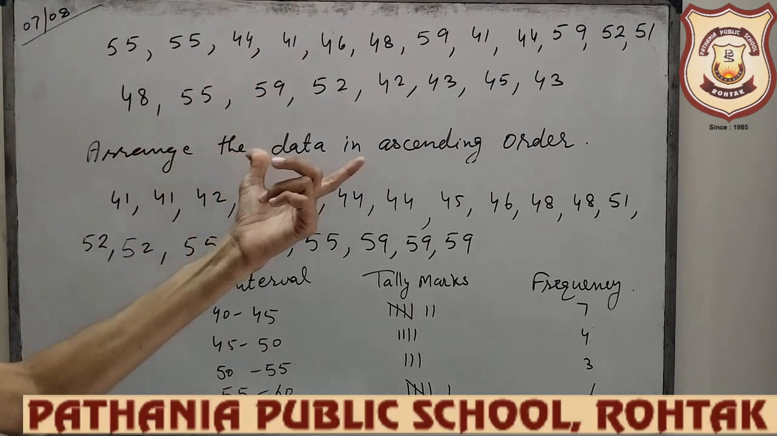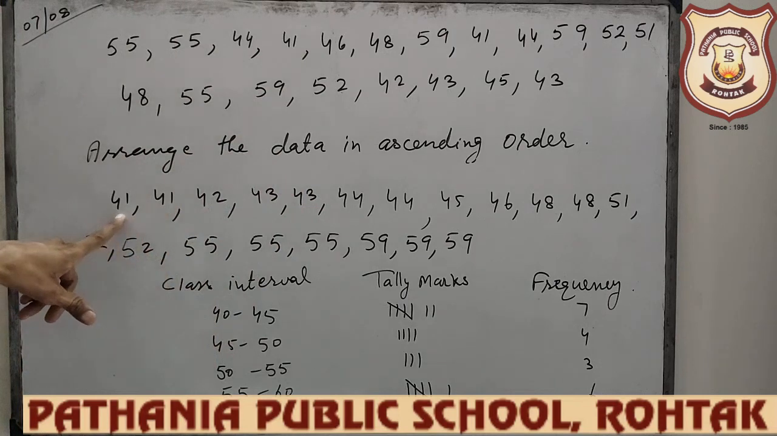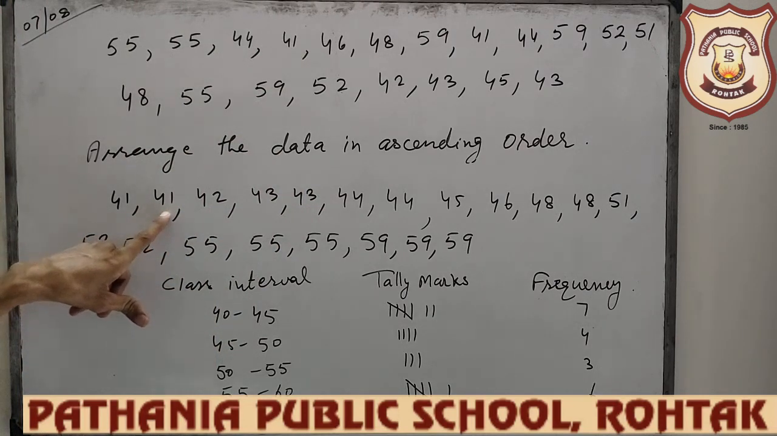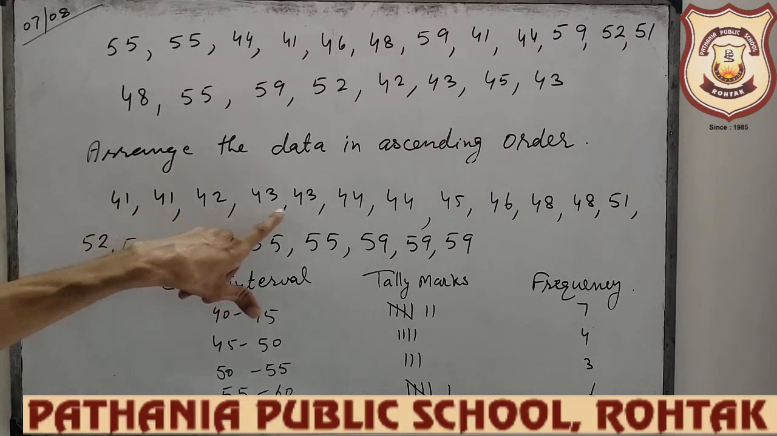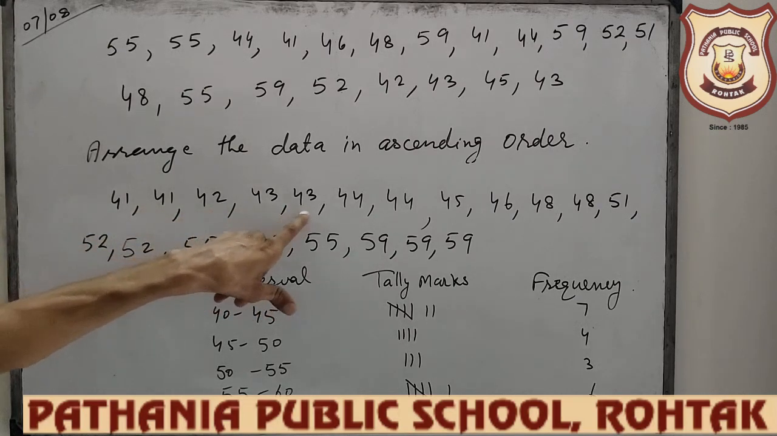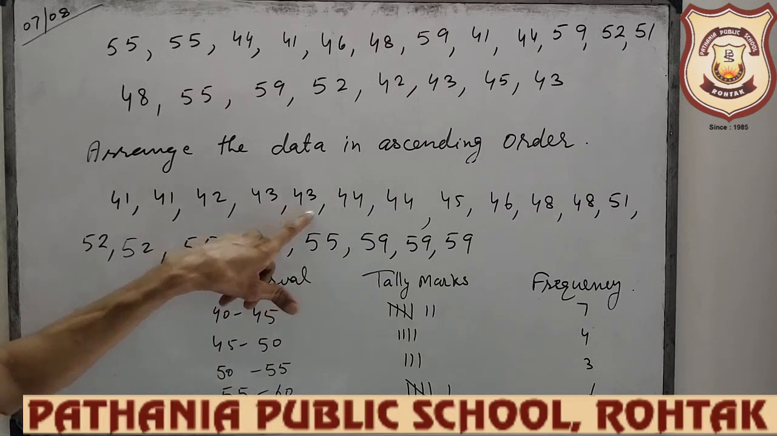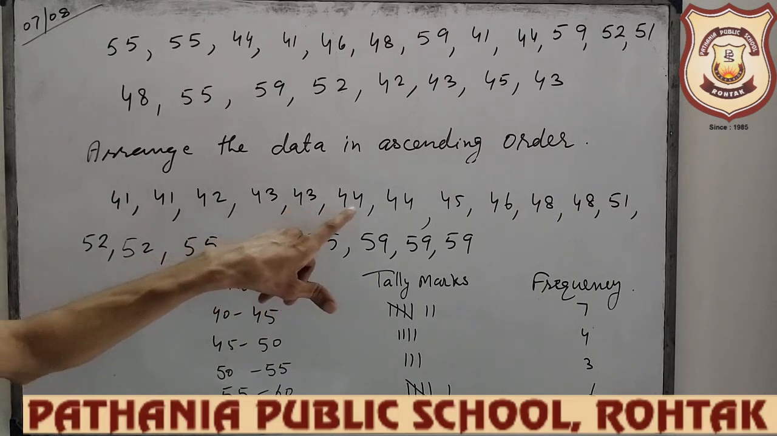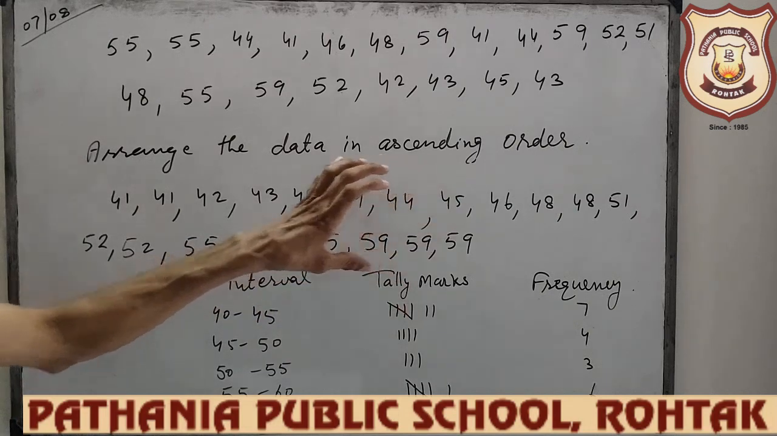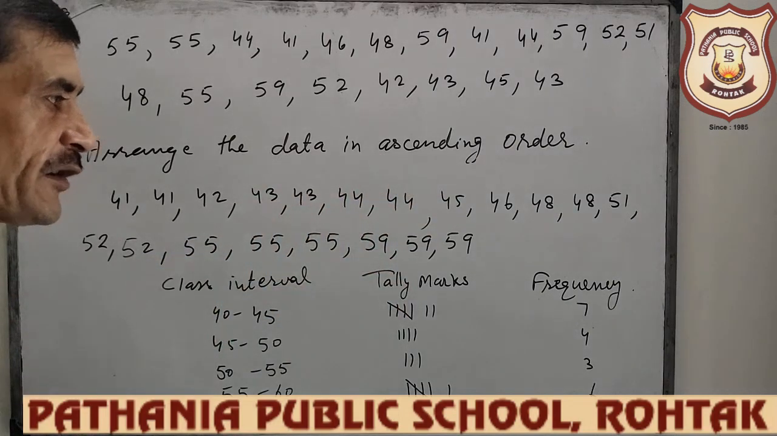But first you arrange the data in ascending order. Lowest value of the data first, then the next. If a value is repeated, then write both the values in the same order. I mean 43, 43, 44, 44. Write in this order, in ascending order.